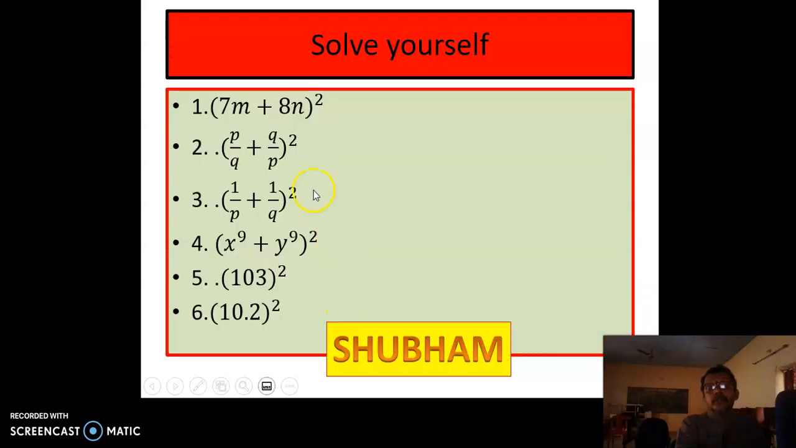So I think you can solve these problems. 7m plus 8n whole squared. p by q plus q by p whole squared. 1 by p plus 1 by q whole squared. x to the power 9 plus y to the power 9 whole squared. 103 whole squared. 10.2 whole squared. You can write this as 10 plus 0.2 whole squared, and use the formula.